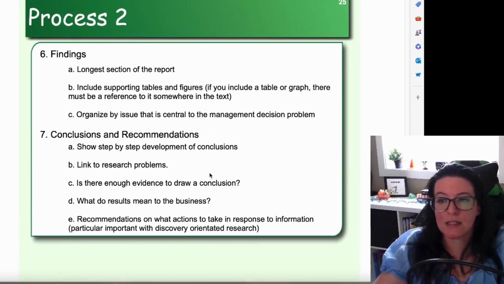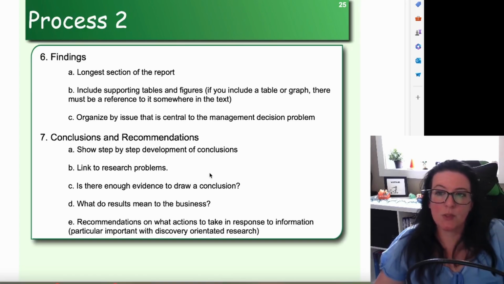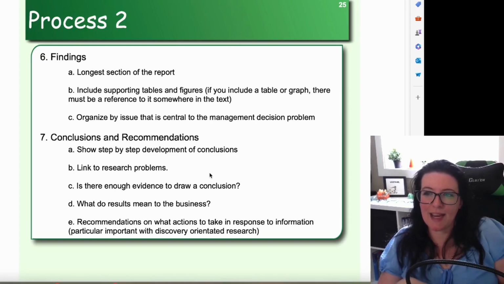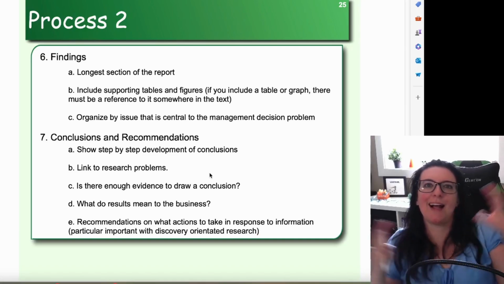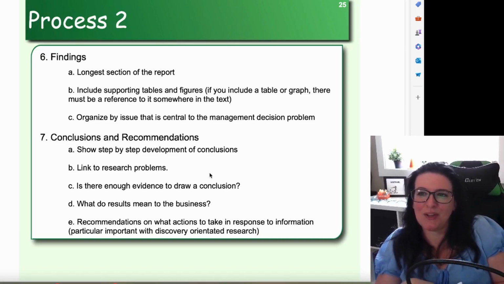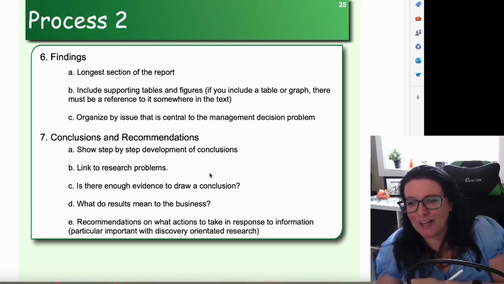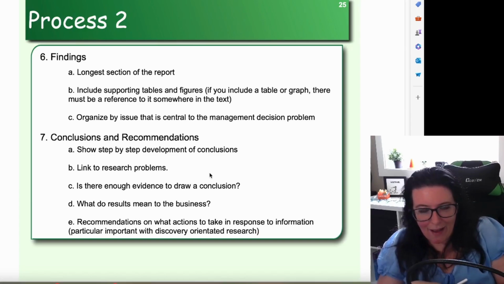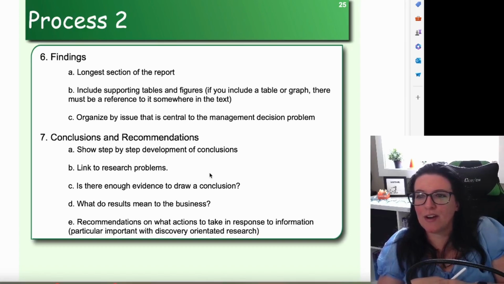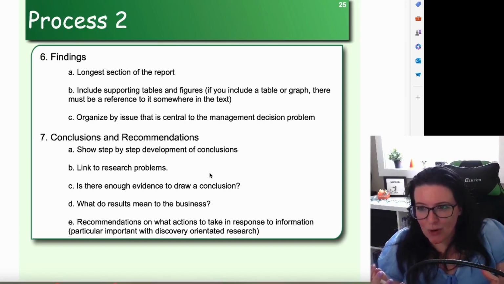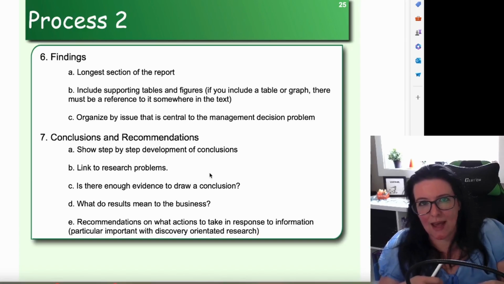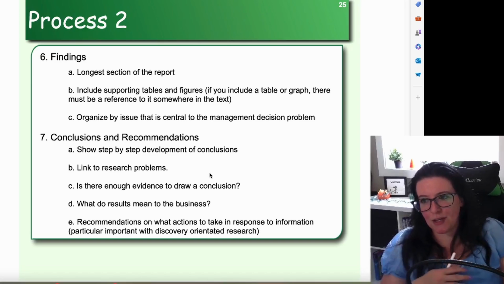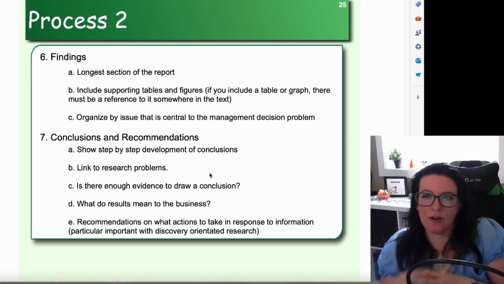Then comes your findings, the longest section of the report. This is where you're going to have your charts and graphs, your tables, bar graphs, pie charts. In later videos, we will look at lots of different types of data visualizations you can use. There are different ones that are appropriate depending on the data that you have. So you want to include those tables and figures in this report. Make sure that if a data visualization tool is used in this report, it is mentioned somewhere in the text. So you have a sentence explanation that goes with your pie chart or your table.